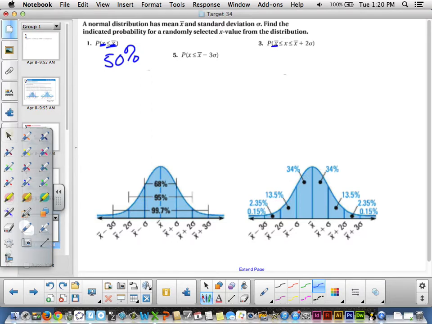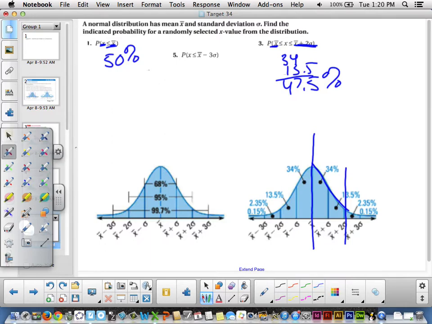And here we're between the average and 2 standard deviations above the average. Right, here's our average. Here's 2 standard deviations, these 2 sections, 34 and 13.5. 47.5%. Right here, the probability of being less than 3 standard deviations below the average. This section over here is 0.15%.